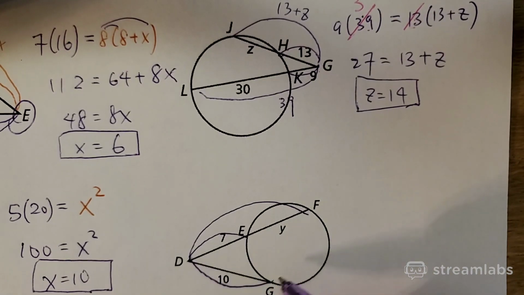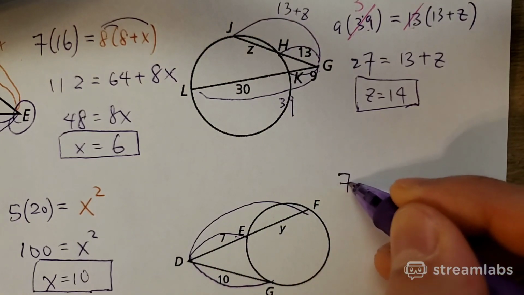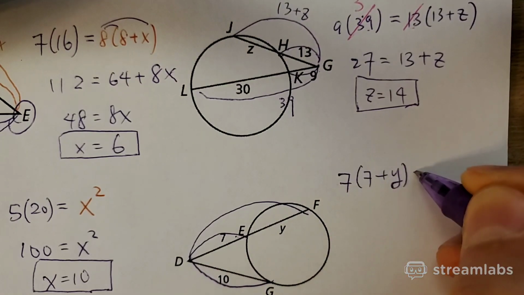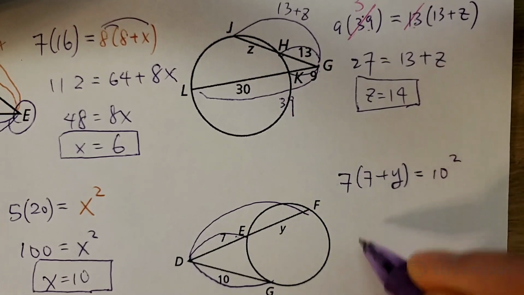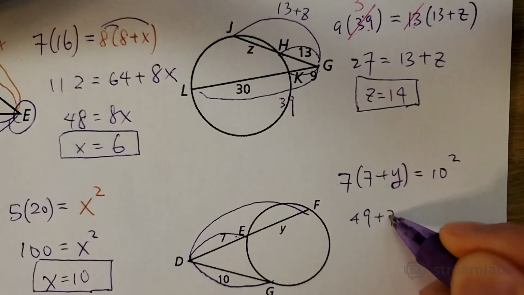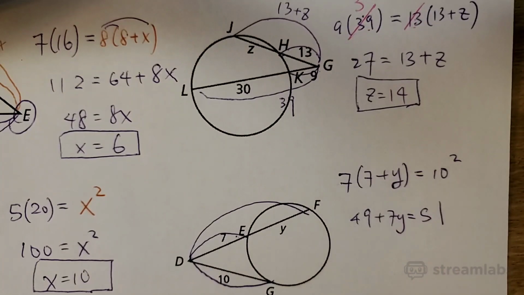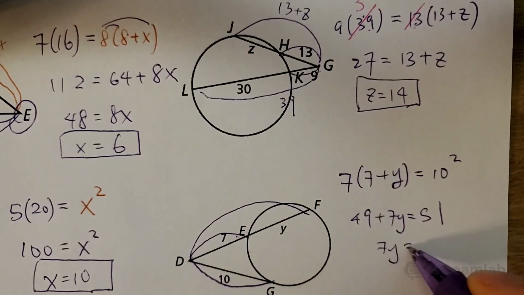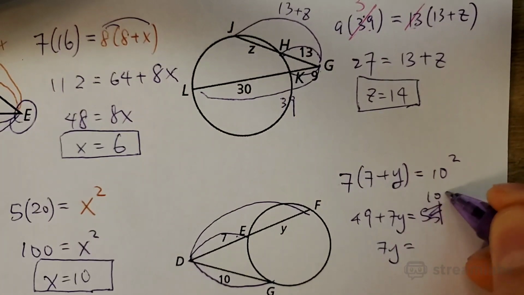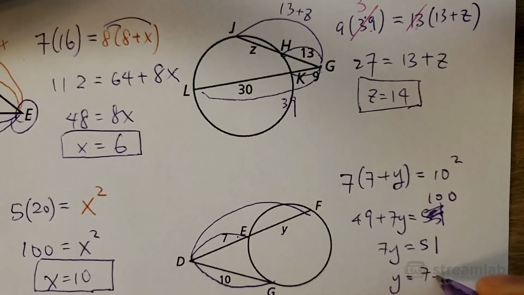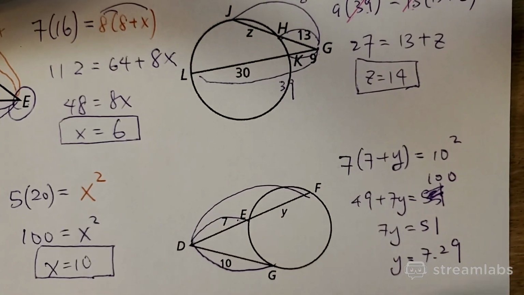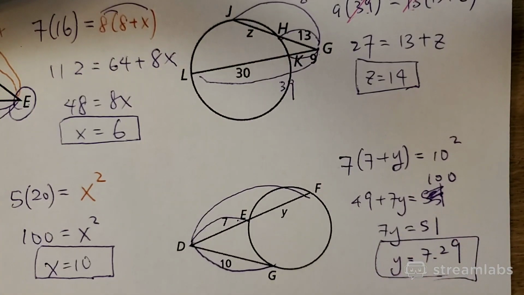Right? So here is 7 plus y equals, and then 10 squared. So 49 plus 7y equals 51. 7y is, sorry, blah, blah, 100. 7y is 51, and y is 7.29. Or 286, something like that. Okay?